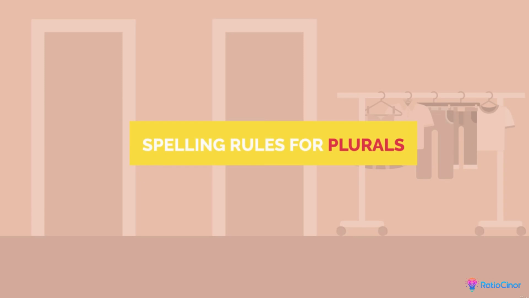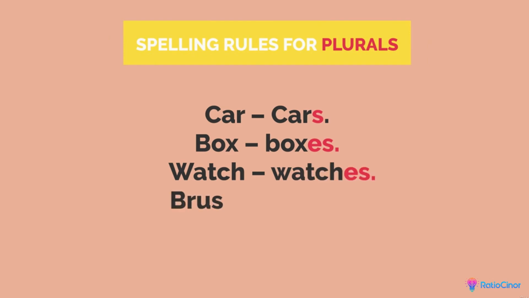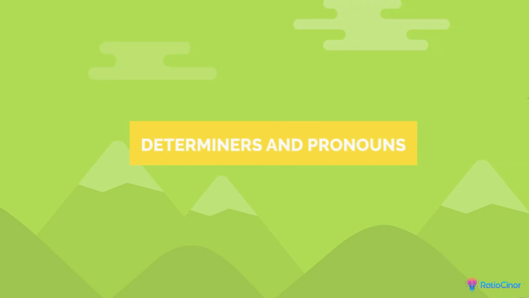Spelling rules for plurals. For most nouns, to make the plural, you add S. Car, cars. Box, boxes. For nouns ending in X, CH, and SH, you add ES. Watch, watches. Brush, brushes. For nouns ending in a consonant followed by a Y, drop the Y and add IES. Dictionary, dictionaries.